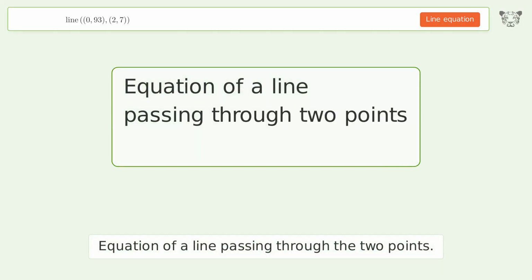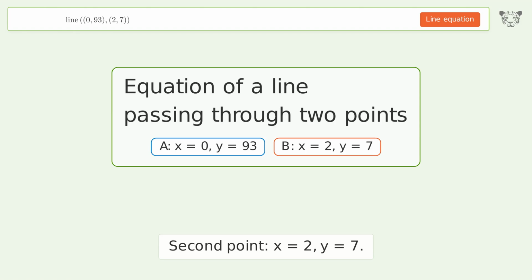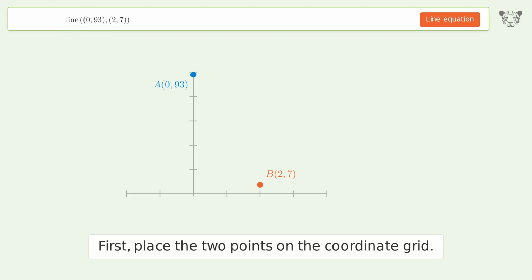Equation of a line passing through 2 points. The first point has x equals 0, and y equals 93. The second point has x equals 2, and y equals 7. First, place the 2 points on the coordinate grid.